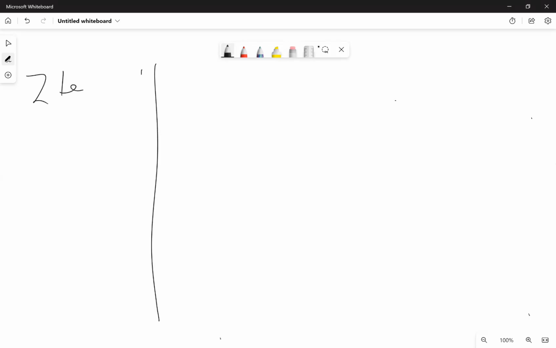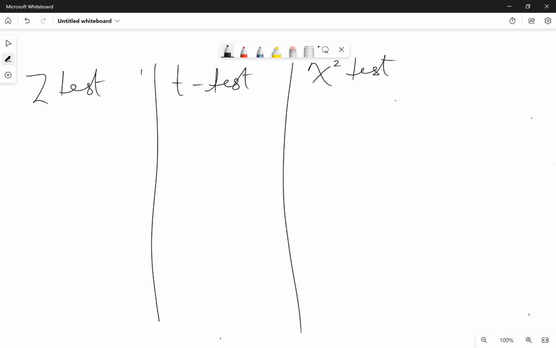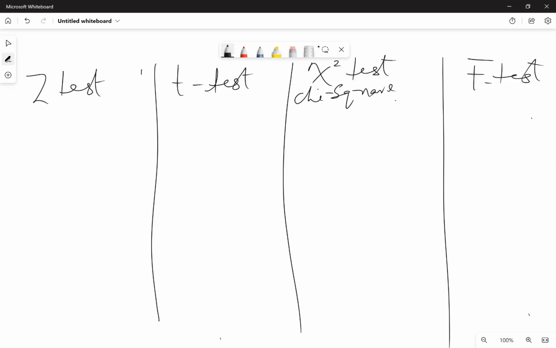I have Z test, T test, chi-square test. This thing is pronounced chi-square. It's not chi-square, it's chi. And last one I'll call F test. So the 4 tests. So I want to see when do we use them. Now, quickly, F test is used.